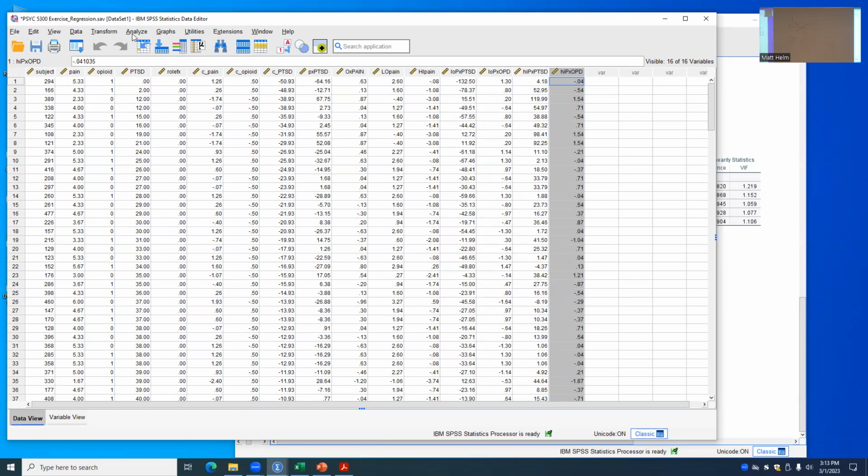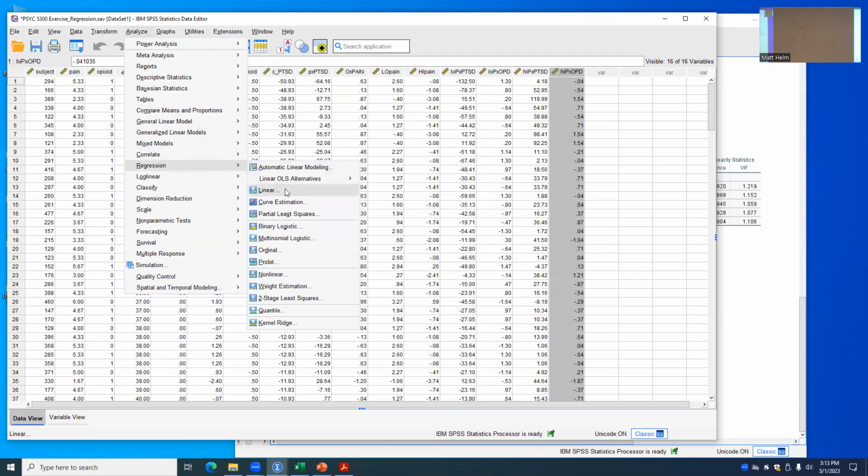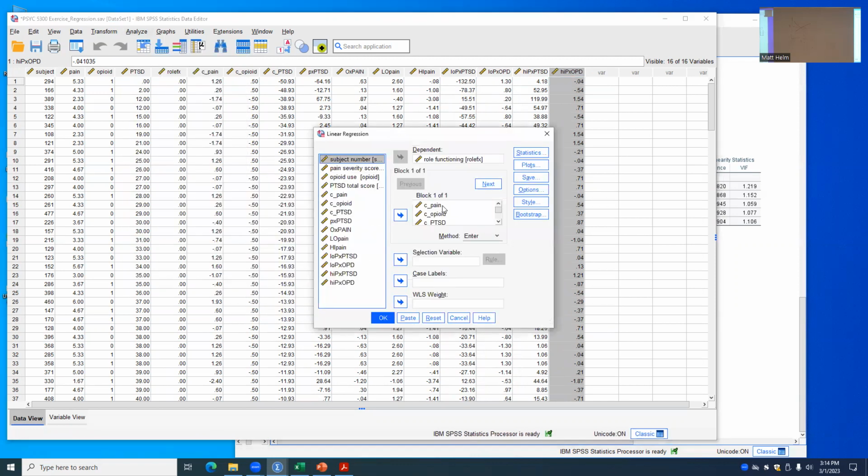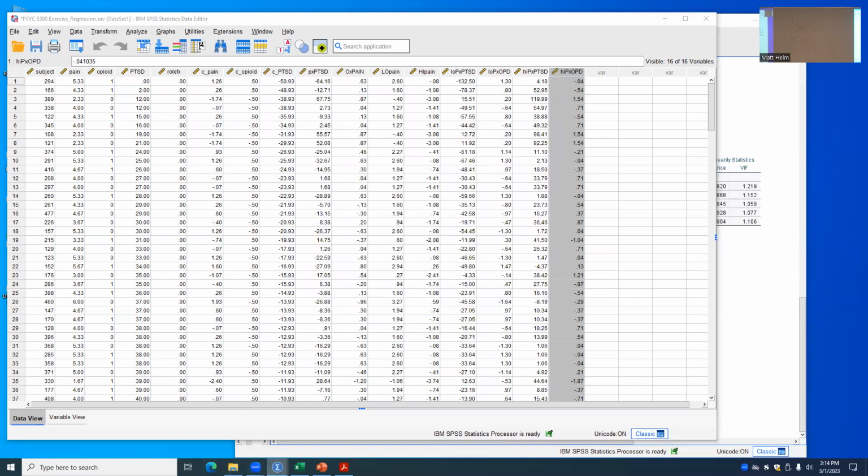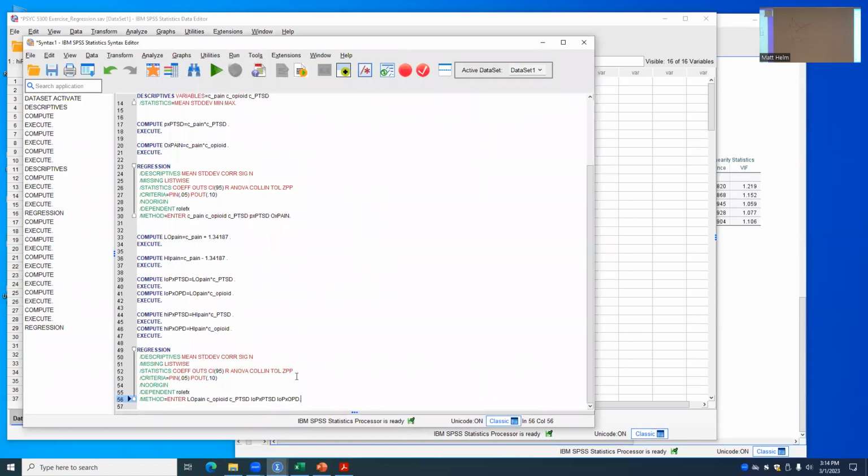But what I'm going to do now is go back up to analyze, to my regression model, and reset this. So now I'm going to start with low pain, centered opiate use, centered PTSD, right? And then I'm going to put in my low pain PTSD and my low pain times opiate use, swapping those in. And if I paste this, what I'll find is the same model I had above. The only thing that changed is me swapping things out here.